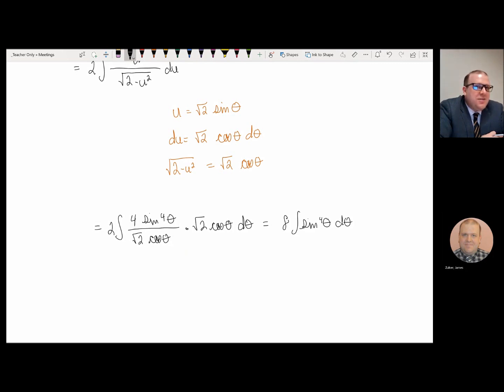How are we going to find that antiderivative? You have two methods at your disposal. I, of course, have a third method, plug it into a calculator, but we can't do that just yet.